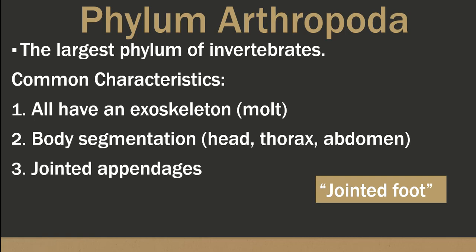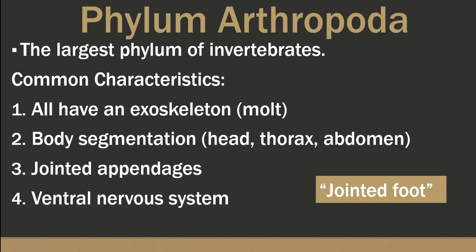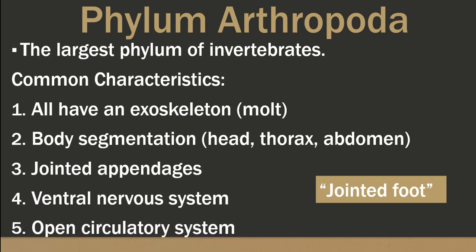They have jointed appendages. You see jointed foot over there in quotes. That is the meaning of the word arthropod. Okay, arthropod means jointed foot. So they have articulated appendages, legs and arms. They have a ventral nervous system. Okay, I'll show you what that means here in a minute. And number 5, they have what's known as an open circulatory system, which we will get to as well.